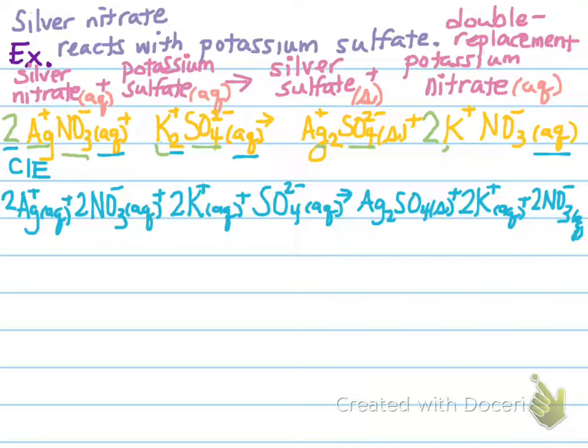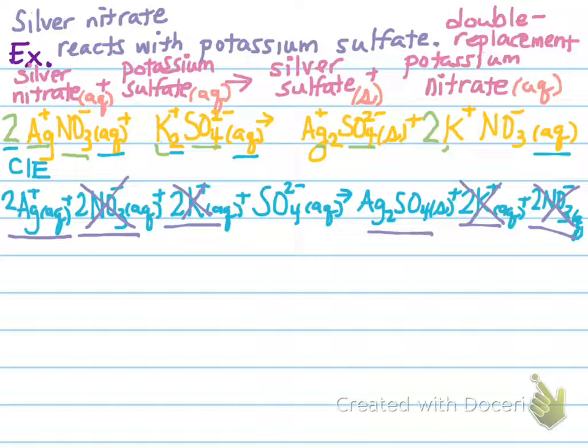So now that I have written my complete ionic equation, I want to identify who my spectator ions are. Again, who exists in exactly the same way on both sides? Here's my silver, it's aqueous. Over here it's a solid, so it's not. Here's nitrate, it's aqueous over here, so it's a spectator ion. Here's potassium ion, here's potassium ion, it's a spectator ion.